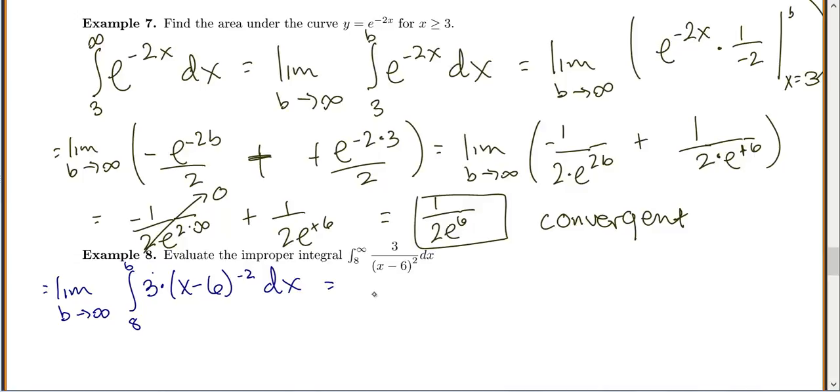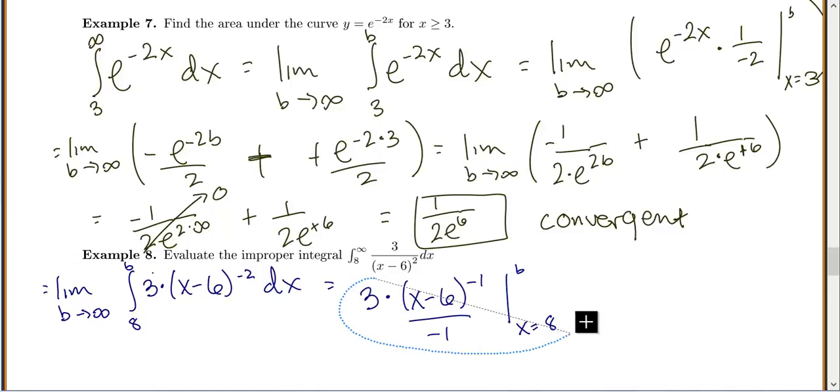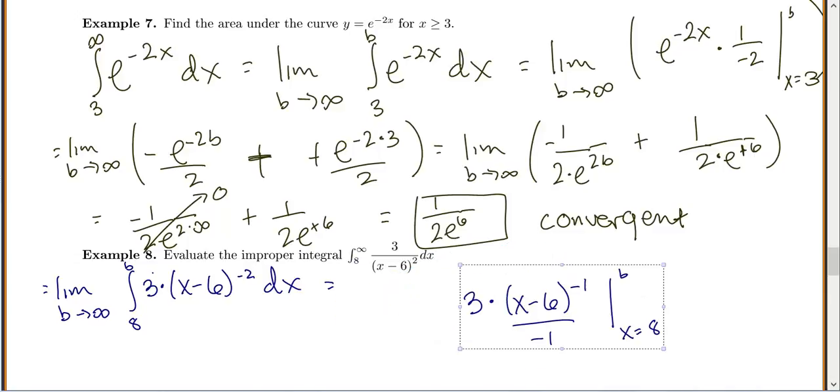So this is going to be, we keep the 3 there, and then it's going to be x minus 6. We'd raise the power by 1 and divide by the new power. And we need to evaluate from x equals 8 to b. Now right here, I can see that I just forgot something. Technically, on every single step, we remember to write the limit because we haven't taken the limit yet. So this is going to be the limit still as b goes towards infinity.